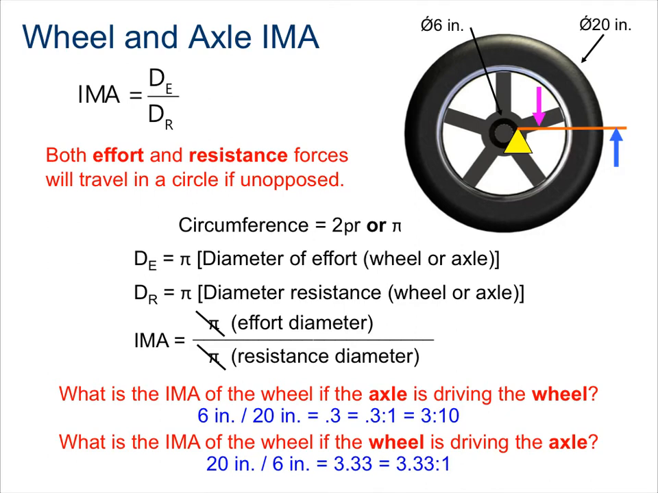What is the ideal mechanical advantage of the wheel if the wheel is driving the axle? So in the second scenario, the wheel is the effort and the axle is my resistance. So again, using dE over dr, we get 20 over 6, or approximately 3.33 ideal mechanical advantage.